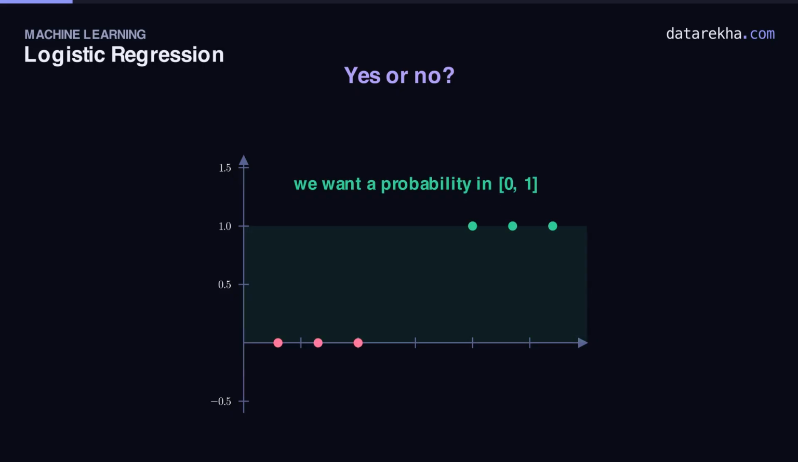-3, 0.7, 10. Here's the trouble. We labeled every point 0 for no, or 1 for yes, and we want an answer living between 0 and 1, a probability. Fit a straight line though, and watch it spill straight out the top and bottom. It happily predicts 1.4 or minus 0.3. Numbers that mean nothing as a probability. A line is the wrong shape. We need to squash it into the strip between 0 and 1.